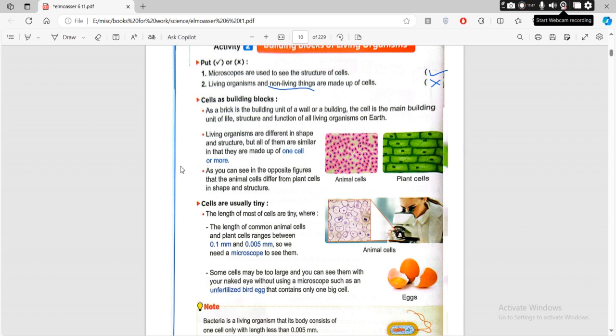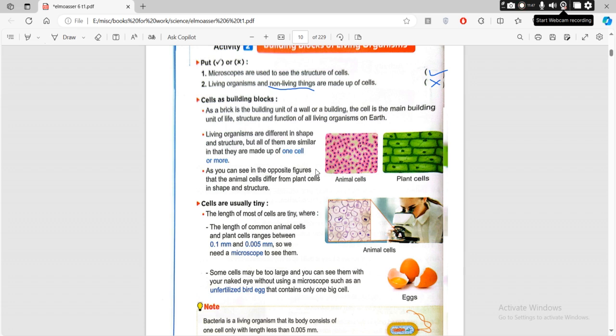We know now that cells are the building units of living organisms, and they have two main types. Animal cells, which are the cells found in animals and humans, and plant cells, which are the cells found in the plant body or the plant's structure. Good.